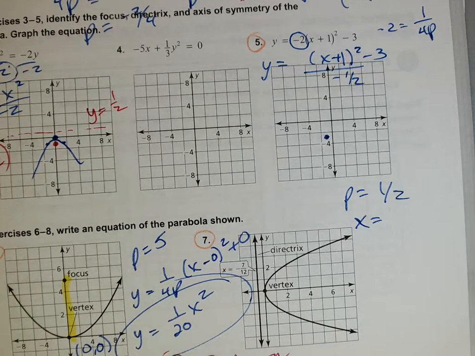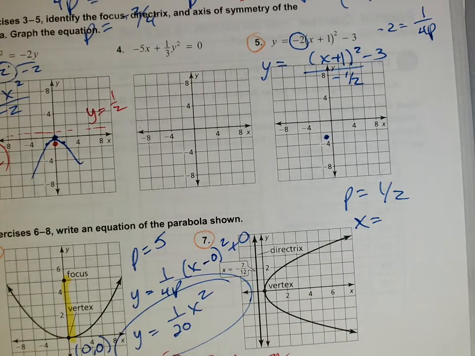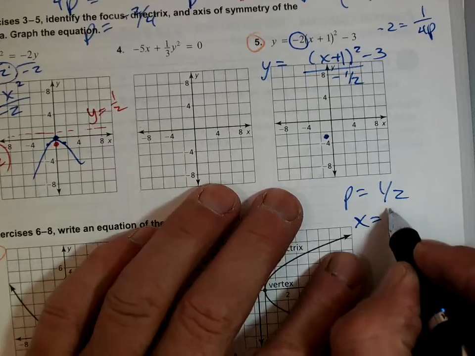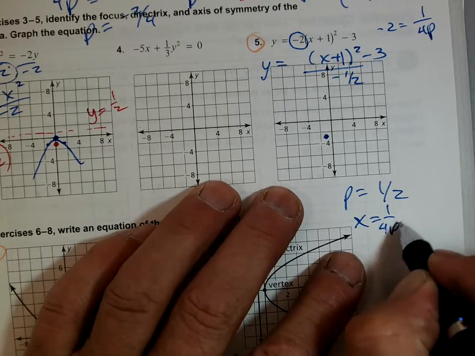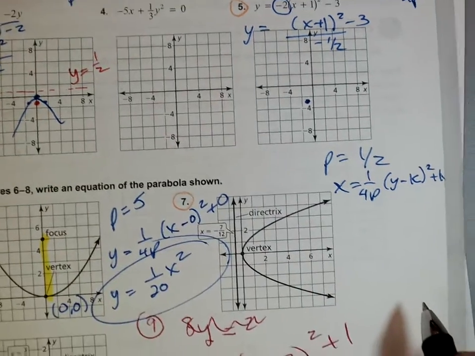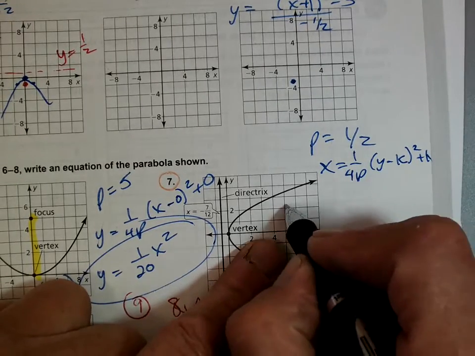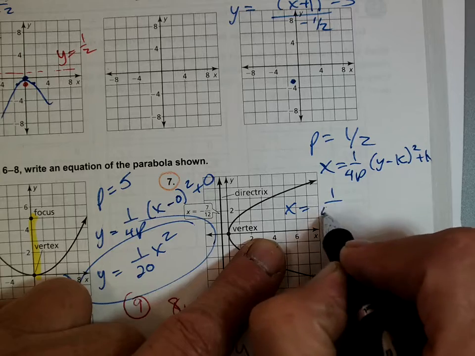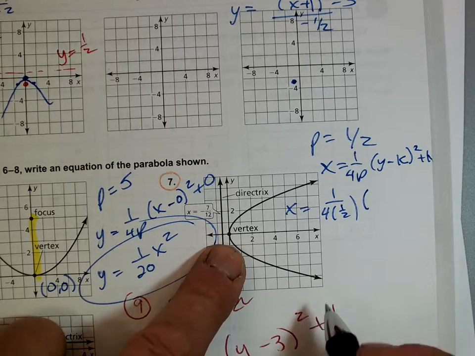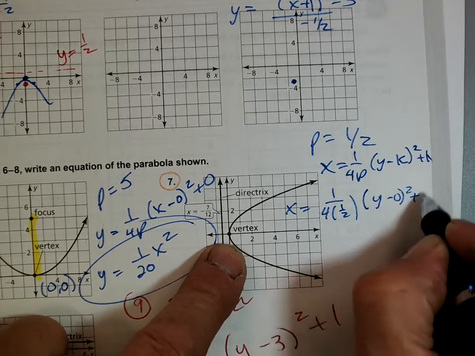It's sideways. Morgan, beautiful graph. You know the cool thing, Morgan, is you guys are so nice and big that we can see it. It's Morgan's graph. You guys see it's Morgan's graph? So here's Morgan's equation. Morgan's got an x equals 1 over 4p times y minus k squared plus h, right? So we're going to go x equals 1 over 4 times 1/2 times a, vertex is at 0, 0, right? So go y minus 0 squared plus 0, okay?